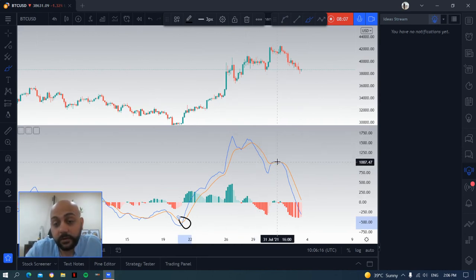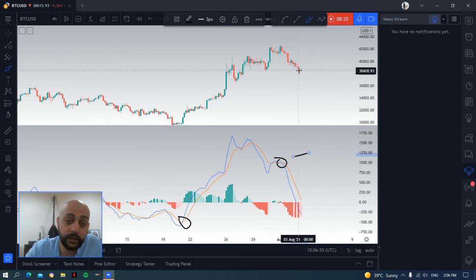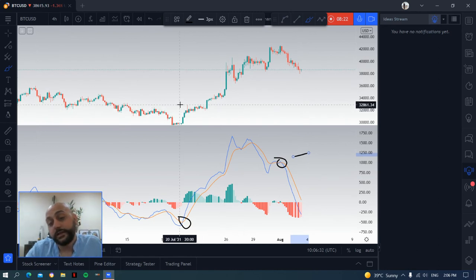So for example, here, look at this here. As you can see, it's clearly a sell signal because the signal line rose above the MACD line, and the market dropped from 42,000 to roughly 38,000. That's the first way. The second way, as we talked about, is the histogram.